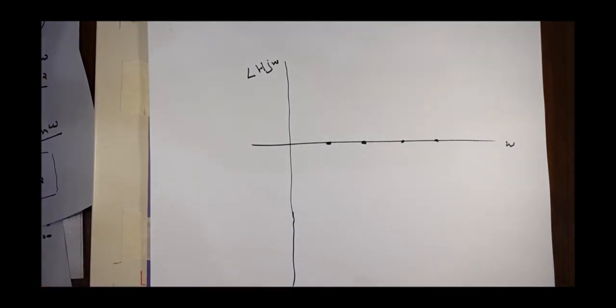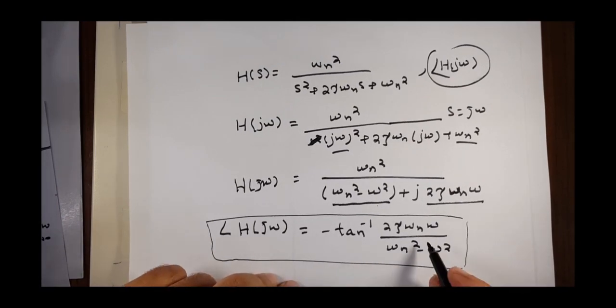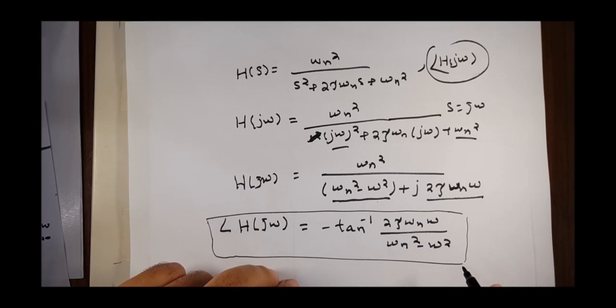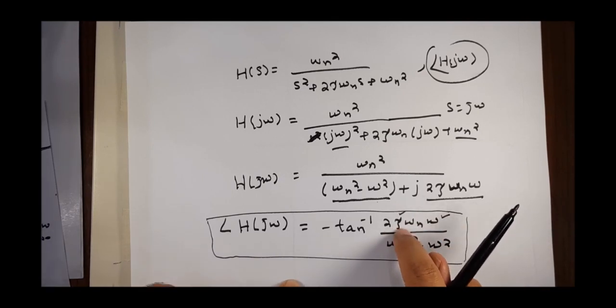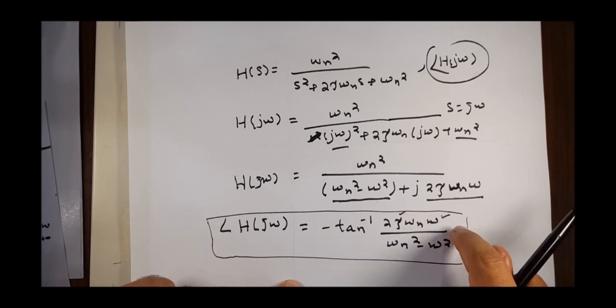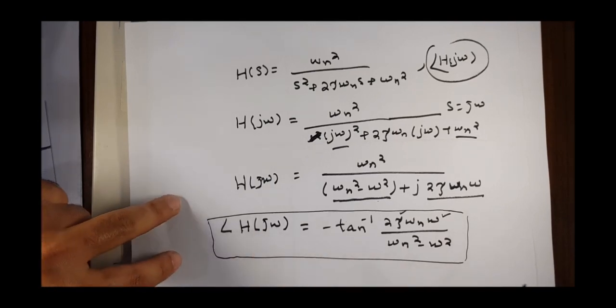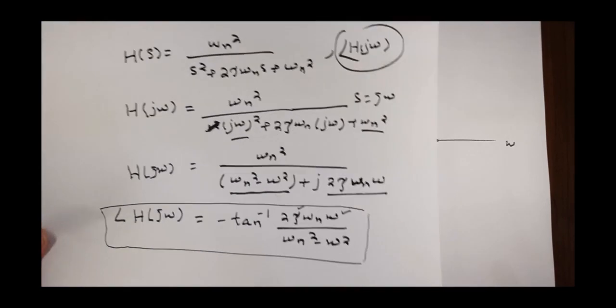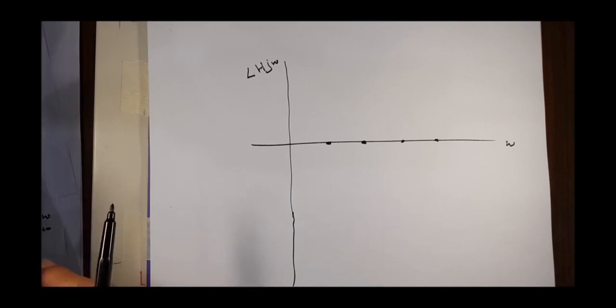But if you pay close attention to the phase of your transfer function, omega n is a constant. So we have two variables, omega and zeta. If omega n is constant, our phase will change by changing omega as well as by changing zeta. How is it going to change? I'll show you a table of how this angle will change, so pay close attention to this table.